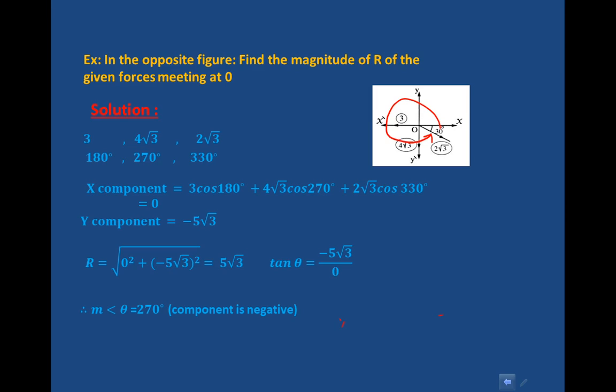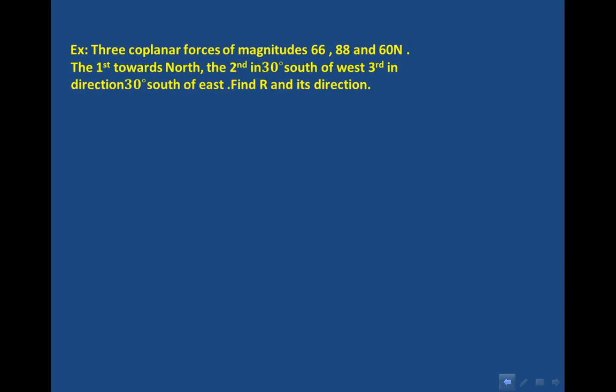Measure angle theta equals 270, and the resultant acts in the negative y direction. Another example: 3 coplanar forces of magnitudes 66, 88 and 60 Newton.